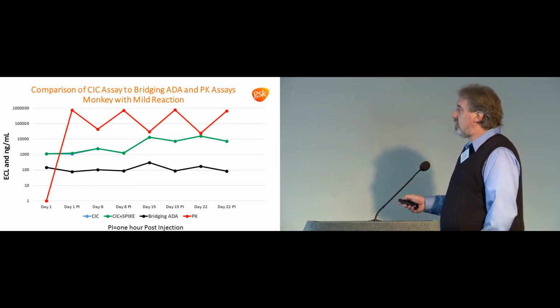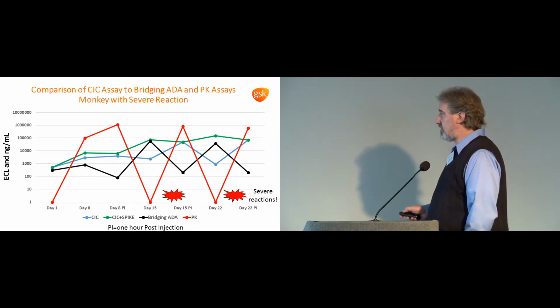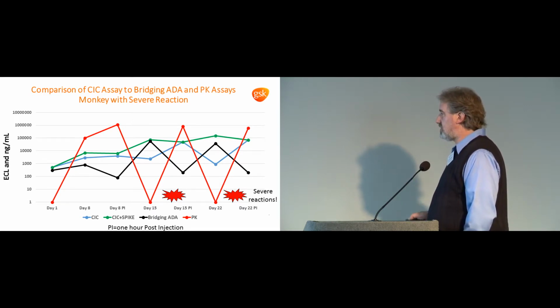Now, here's a monkey with severe reaction. This looks pretty busy. But if we follow the red line, this is our PK, and we see that by day 8, there's still some drug on board. After you dose, there's a lot of drug. 1 week later, the drug's been cleared. And then you see this consistent bounce up and down. Immediately after dosing, high levels of drug. 1 week later, it's gone. Right after dosing, it's back up. This animal had severe reactions after dose 3 and dose 4.